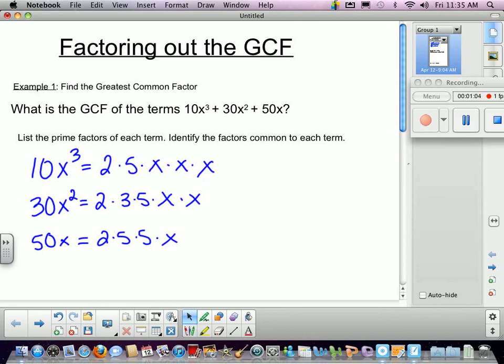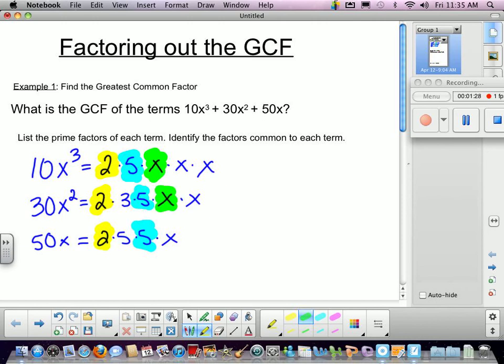In order to figure out the greatest common factor, we're going to look at the common factors for each. So they all have a 2 in common. They also all have a 5 in common. And they all have 1x in common.